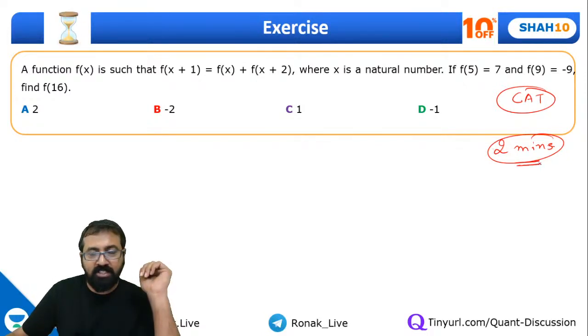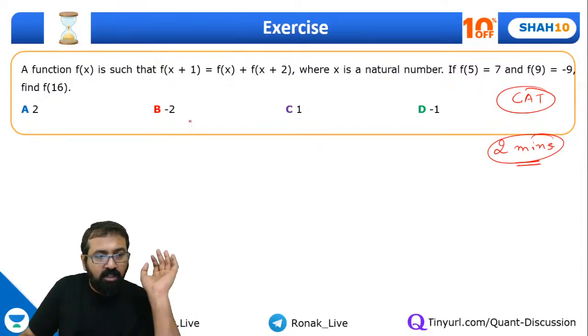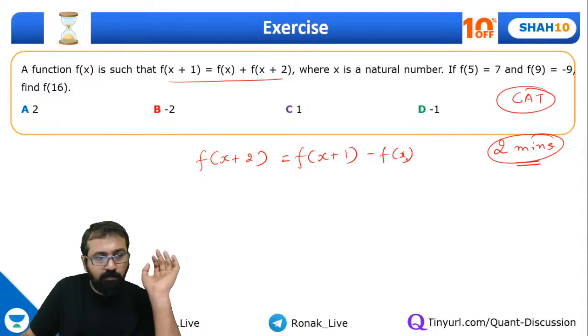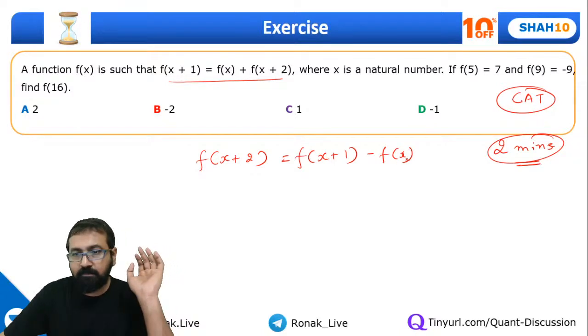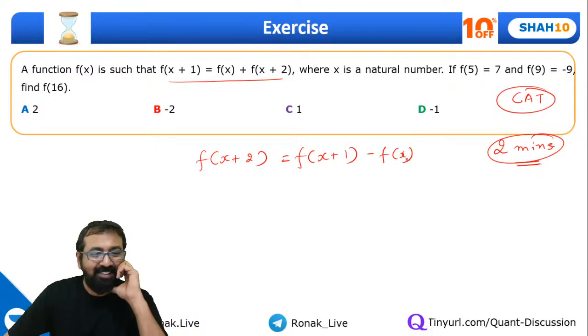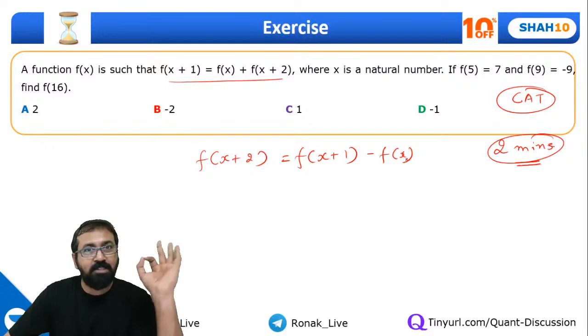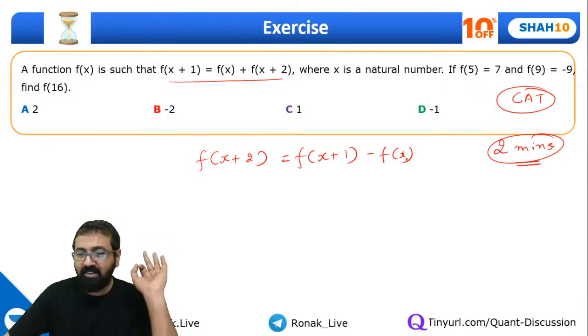2 minutes. Let's see what you do in 2 minutes. Just to give you one hint, guys, this can be rewritten as f of x plus 2 is equal to f of x plus 1 minus f of x. Okay, that's it. Dhwani, yes, awesome. 100 percentile. Okay, great.